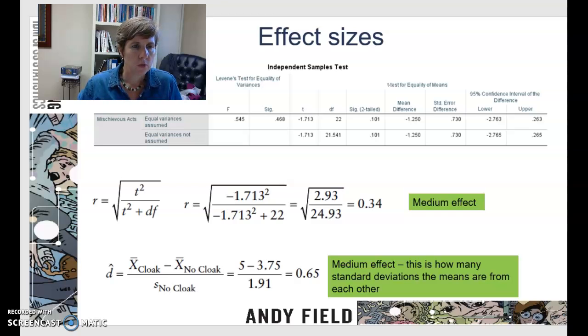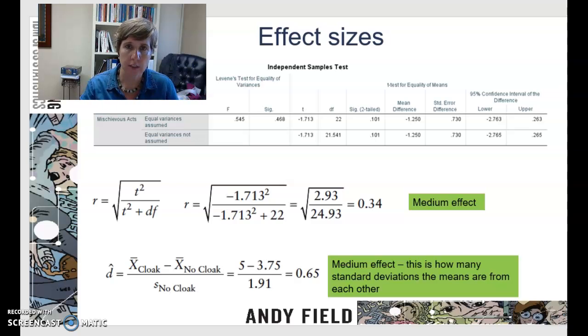Okay, so I just want to show you how to calculate effect size. Remember, effect size has to do with calculating the standard deviation of the difference between those means, or how effective, in this case, wearing a cloak or not wearing a cloak was on mischievous acts. Okay, so there's a whole long formula in here.